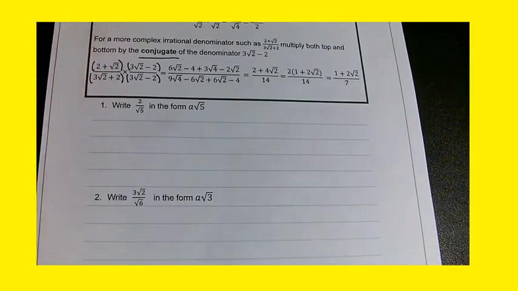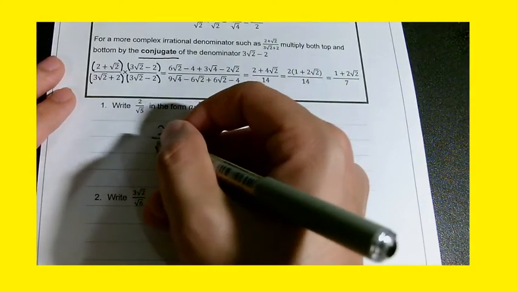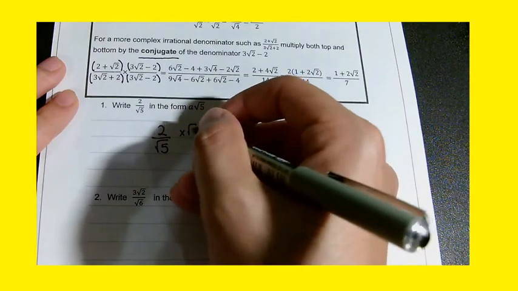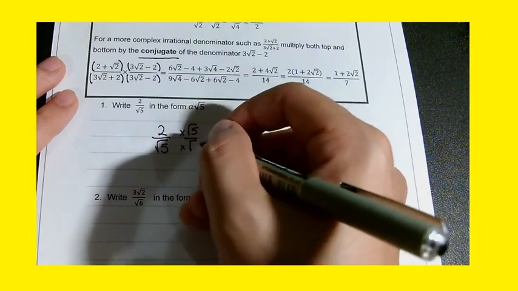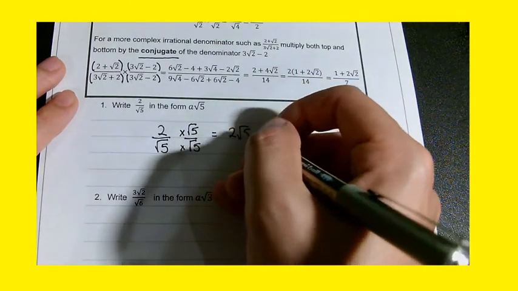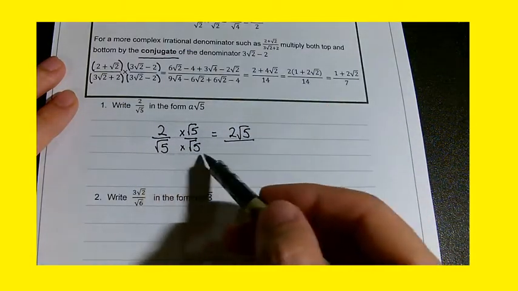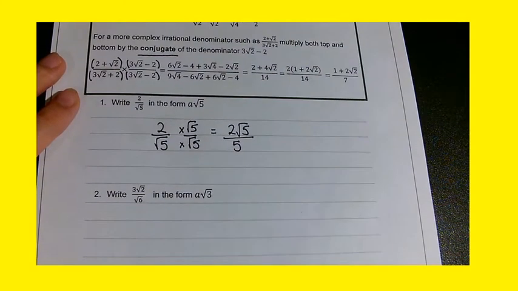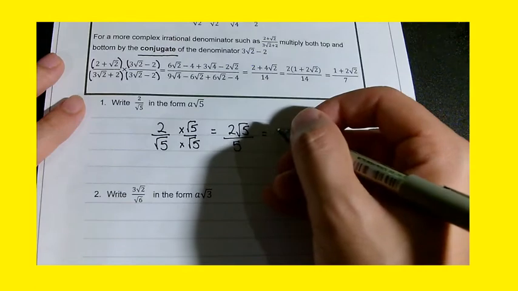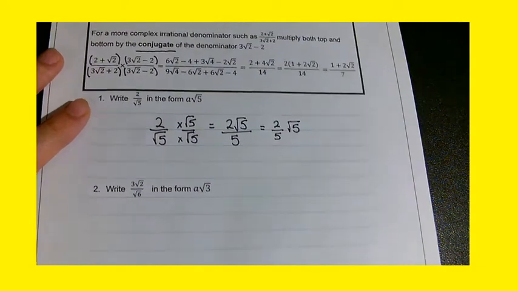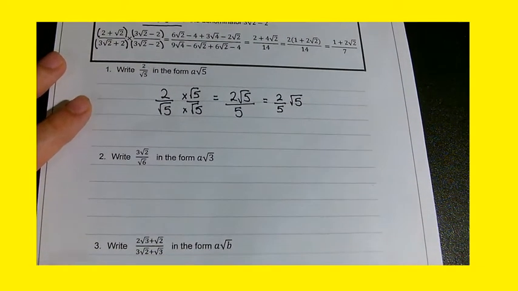Question 1: write 2 over root 5 in the form a root 5. This is a nice and easy example. I've got a denominator which has a surd, so I'm going to multiply top and bottom by root 5. You get 2 root 5 over root 5 times root 5, which is 5. If you were to write this in a different way, you can write 2/5 root 5. That's there.